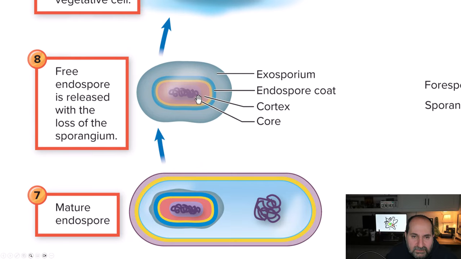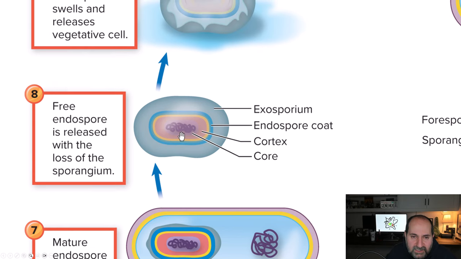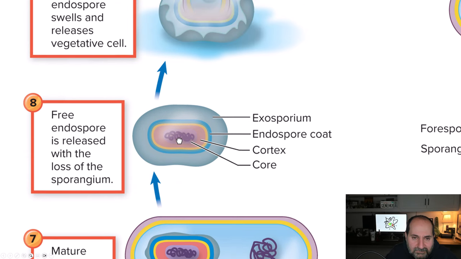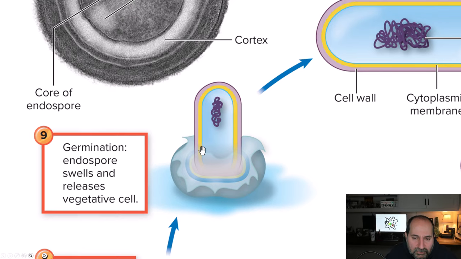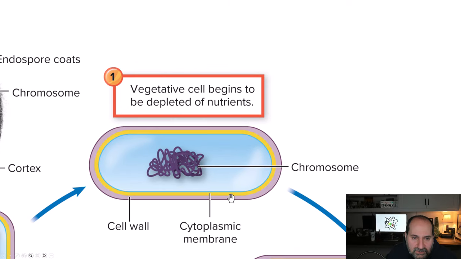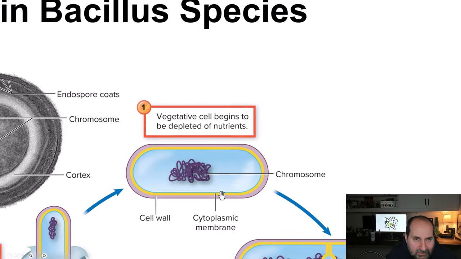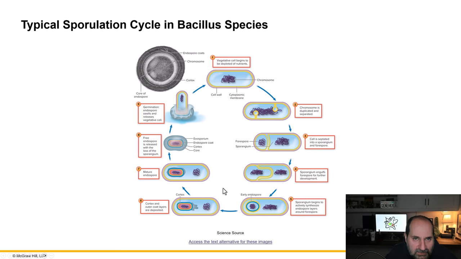Next, other protein layers can actually form on the endospore as well, such as what's called the endospore coat and the exosporium. These are additional layers on top of the endospore that make it more resistant. The endospore can then lyse out of the cell. It can leave the cell. And when favorable conditions and nutrients return, the endospore can germinate, releasing the new vegetative cell to start the cycle over again. And again, this is known as the typical sporulation cycle in a Bacillus species, in a spore former.